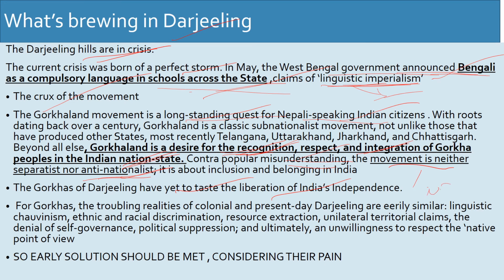So here the author tries to be outrageous to an extent, and this article also tries to say that there are many problems present in Gorkhaland, and the problems which the people face are linguistic chauvinism, ethnic and racial discrimination, resource extraction, unilateral territorial claims, the denial of self-governance, political suppression, fine, and unwillingness to respect their native point of view. So these are all the problems which the Gorkhaland people have. So see guys, these points are self-explanatory in nature, and I have also explained this in the background. So coming to the article, this article says that one needs to look into their consideration, and one needs to look into their pain, and a solution should be met as early as possible.